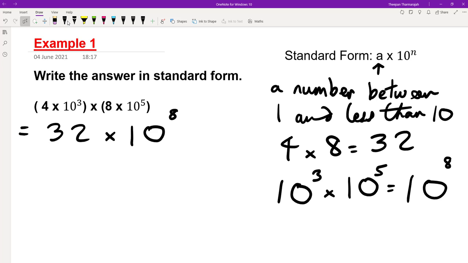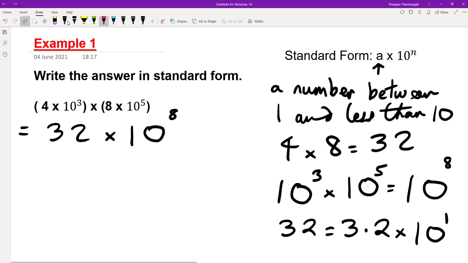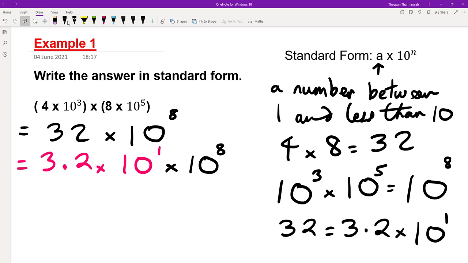But don't forget that we're not finished. We need to write 32 in standard form, which is 3.2 times 10 to the power of 1. So I'm going to write that here as 3.2 times 10 to the power of 1. Don't forget we got a times 10 to the power of 8 originally. So we end up with 3.2 times 10. Now don't forget we add the powers, so we get a 9.